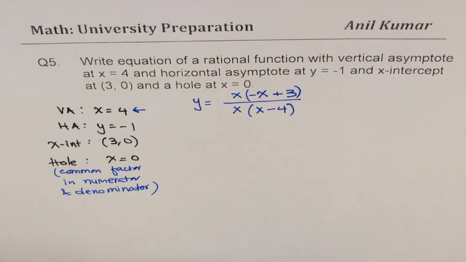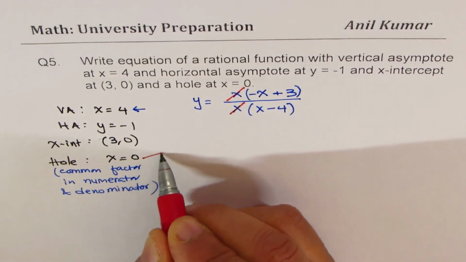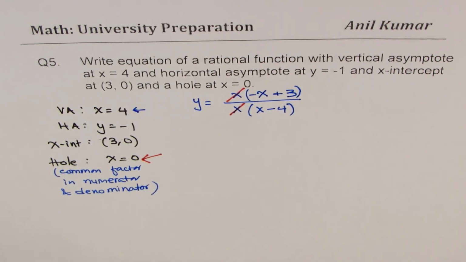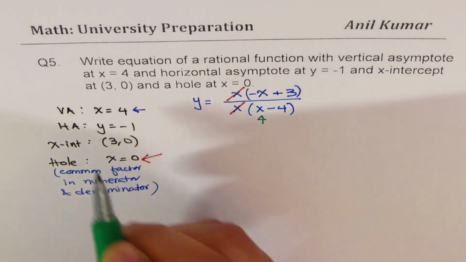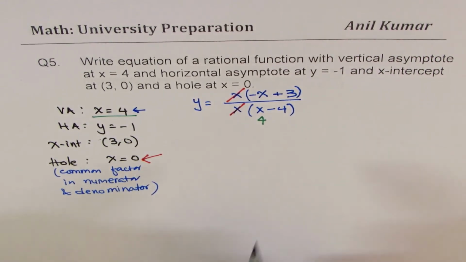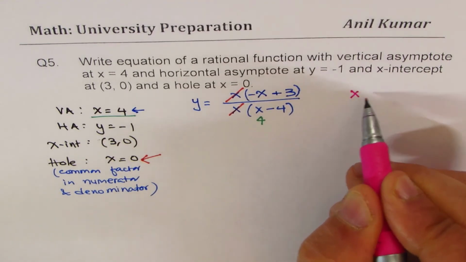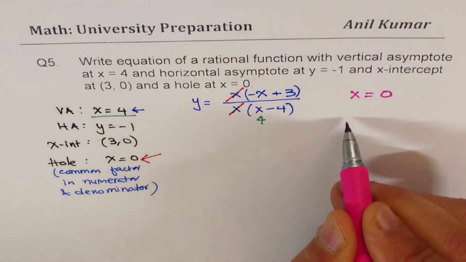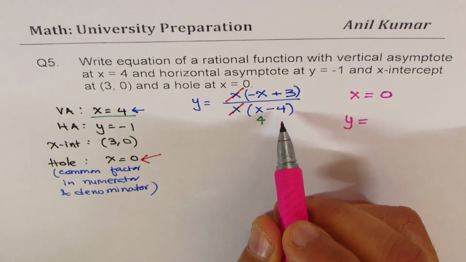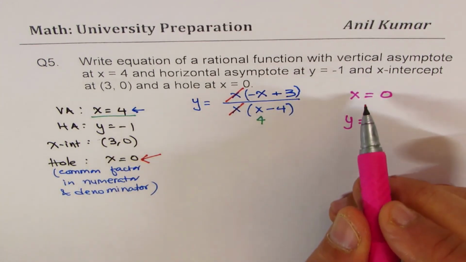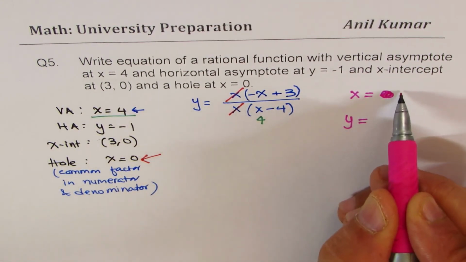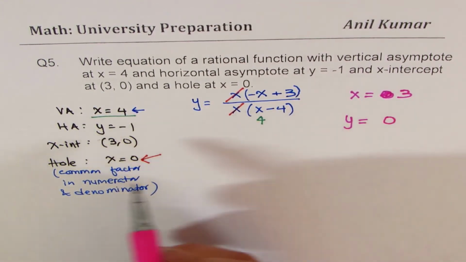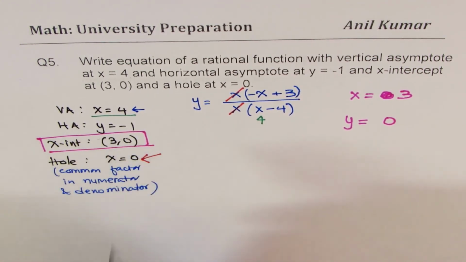So if I cancel x, I get a hole. Perfect. If I substitute 4 here, I get the vertical asymptote. And if I substitute x equals 3, I get y equals 0, and that becomes my x-intercept. Do you agree with me, right? So there we go. So that becomes your function.